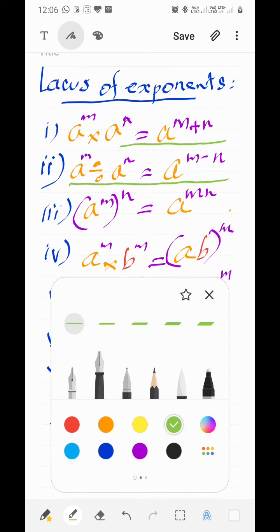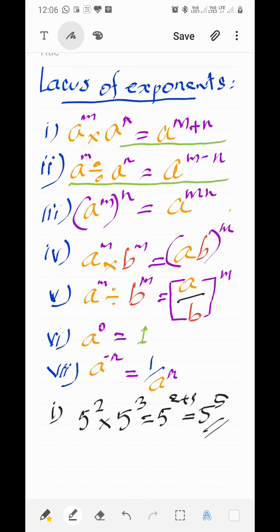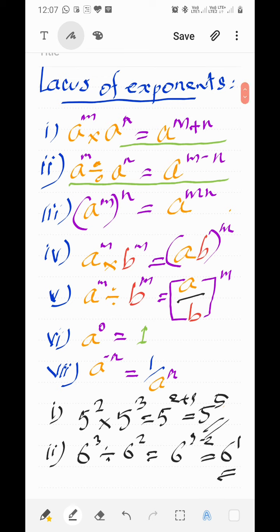So in an example, we take 6 raised to 3 divided by 6 raised to 2. What is the answer? 6 raised to 3 minus 2. 3 minus 2, what is the answer? It is 6 raised to 1, that is 6. That is 6 cube divided by 6 square. Okay.